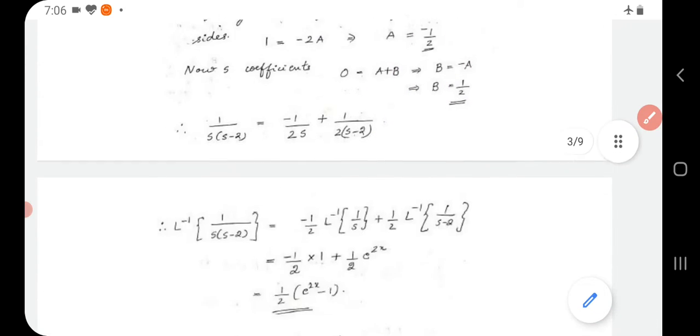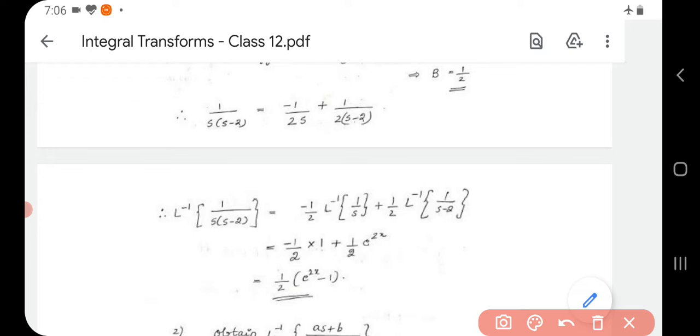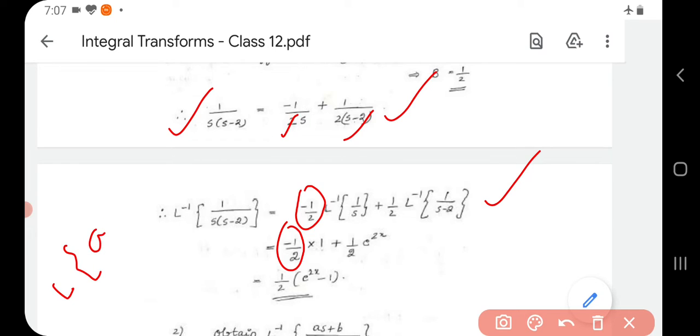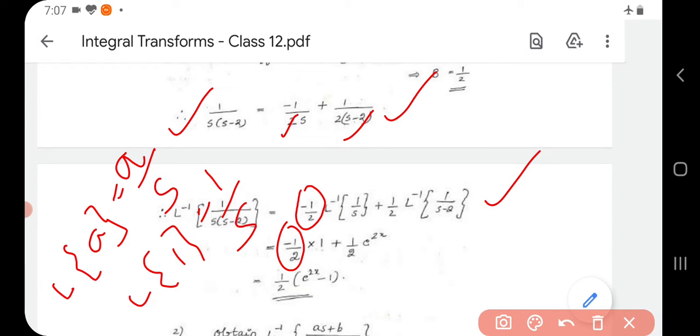Then you take the inverse Laplace transform on LHS and RHS. It will be like this. Take the constant part outside: minus 1 by 2 L inverse of 1 by s, plus 1 by 2 L inverse of 1 by s minus 2. Minus 1 by 2 is kept as such. What is L inverse of 1 by s? We have already studied that the Laplace transform of a constant a is a by s. Here your constant is 1, that is, the Laplace transform of 1 is 1 by s. So L inverse of 1 by s will be 1. That is what is written here, 1.